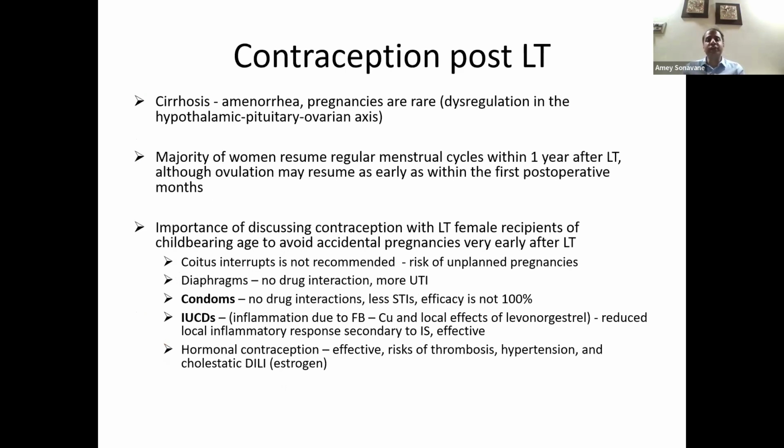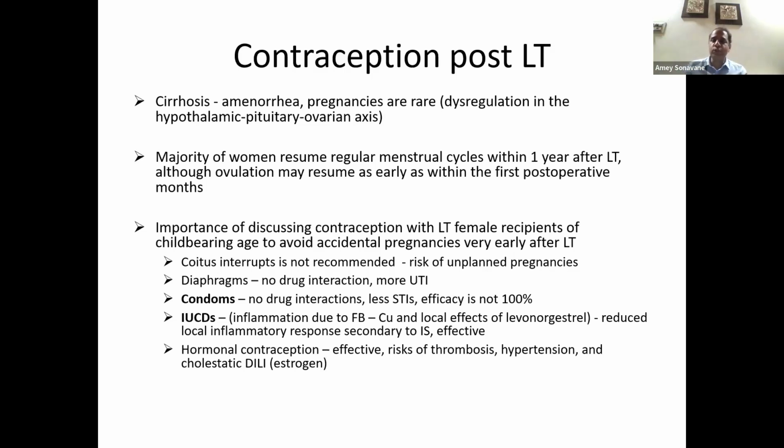So we must tell these patients to plan their pregnancy and avoid unnecessary pregnancies, especially once the liver graft function stabilizes. That would be a good time to get pregnant. Especially 1 year post transplantation is a good time to get pregnant, and not before that.